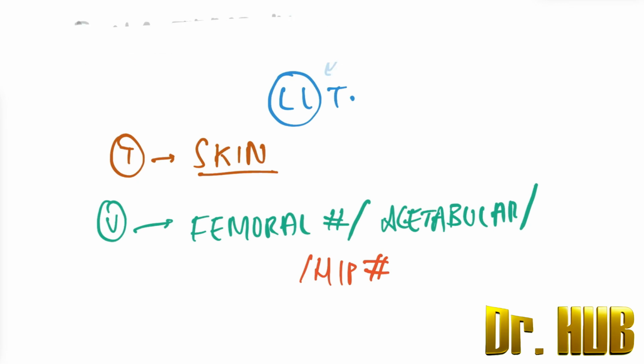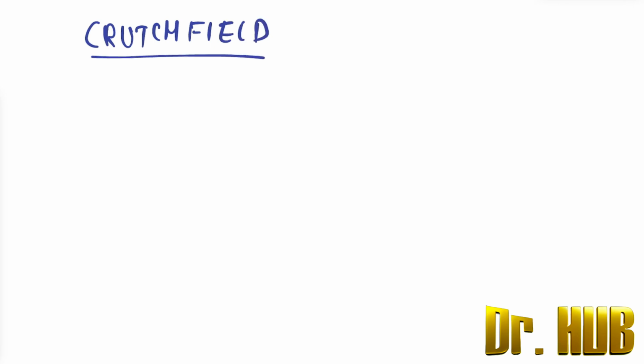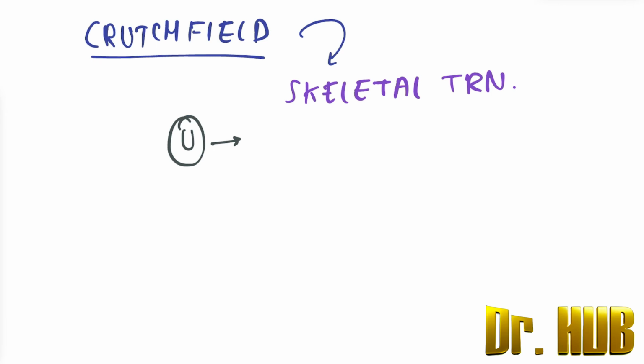Then we move on to the Crutchfield traction. In terms of the Crutchfield traction, the type is a skeletal traction. And what is the use? The use is in terms of cervical spine injuries.